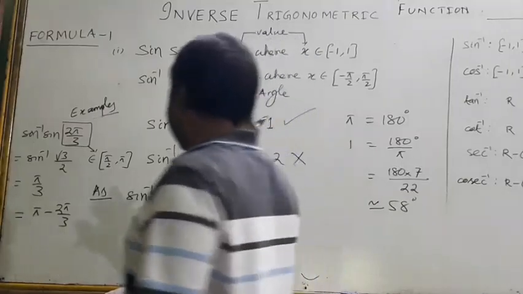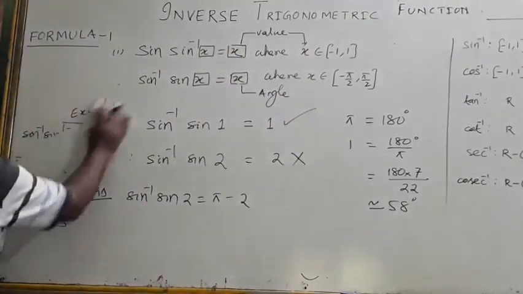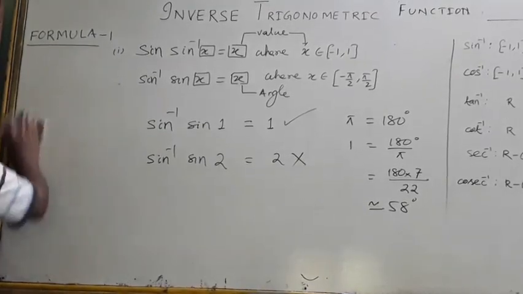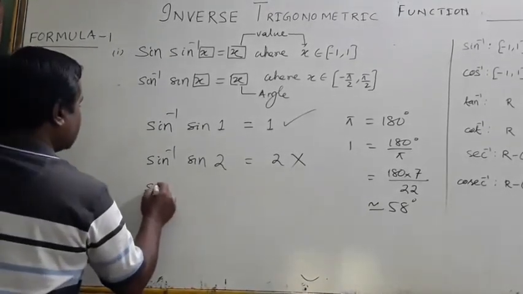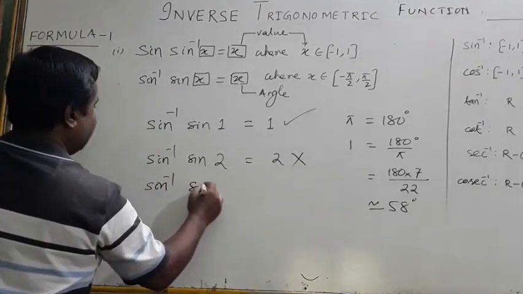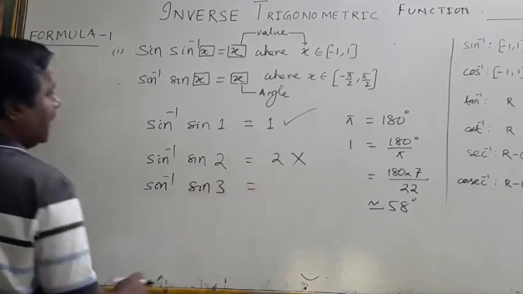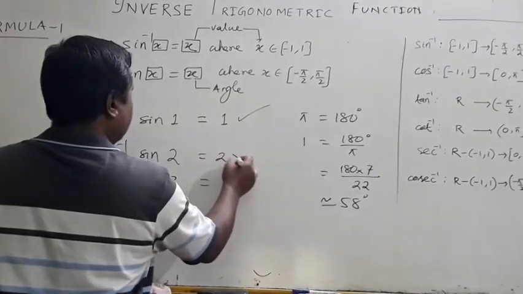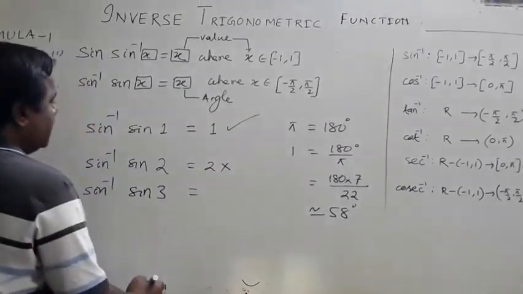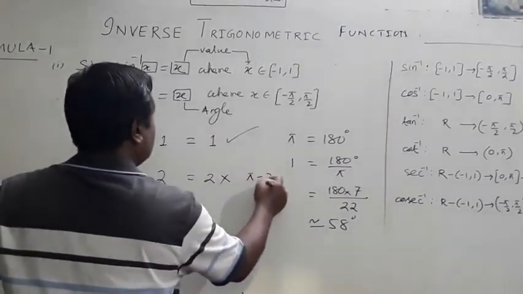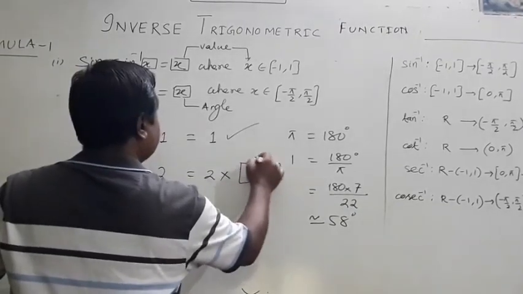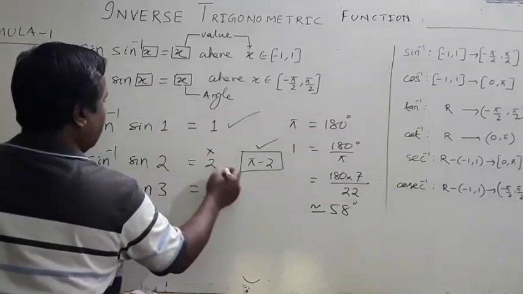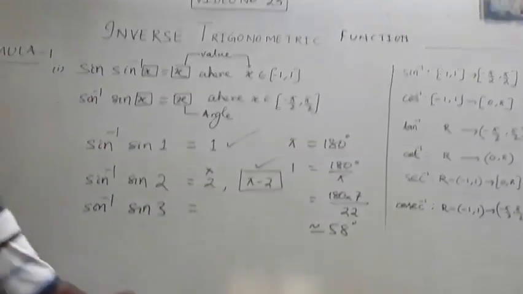Now I am giving you another example, which is sine inverse sine 3. Very, very important. Its answer is not 3, 3 is wrong. The answer is pi minus 3. Pi minus 3 is correct, and 3 is wrong.